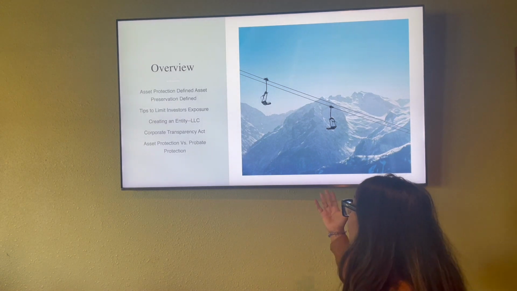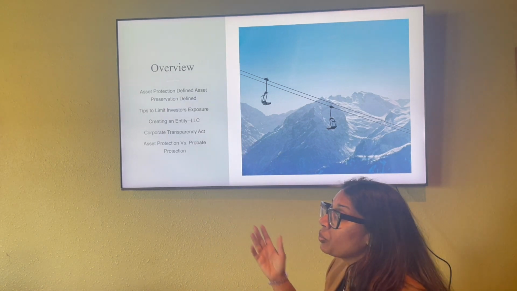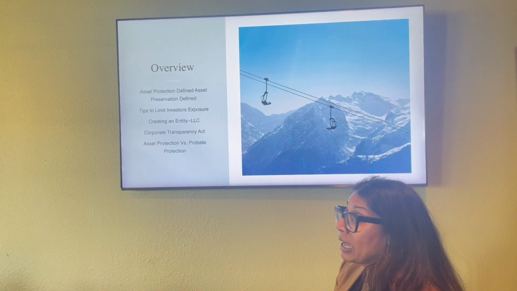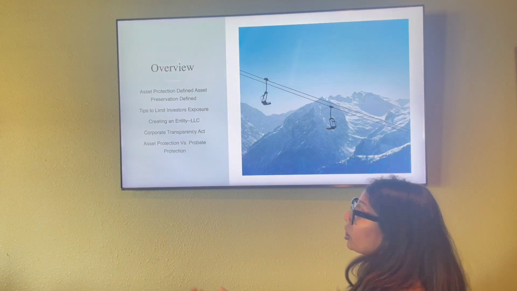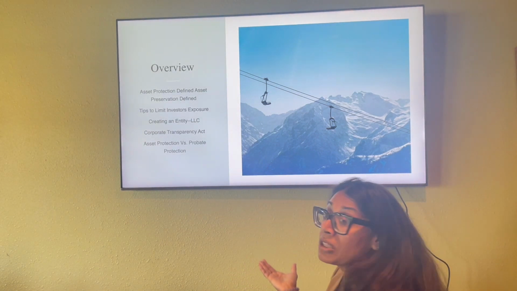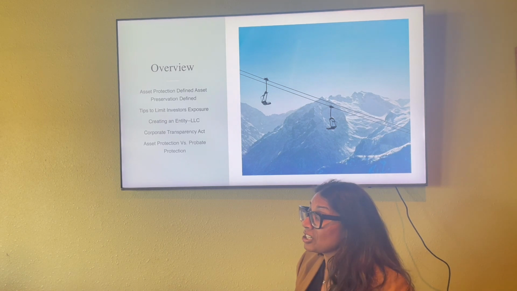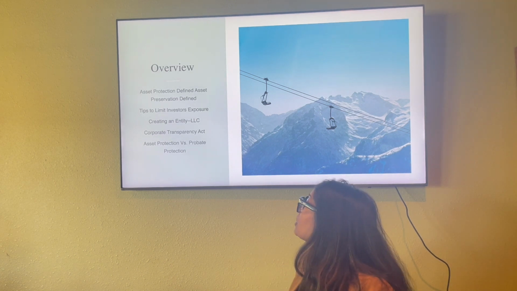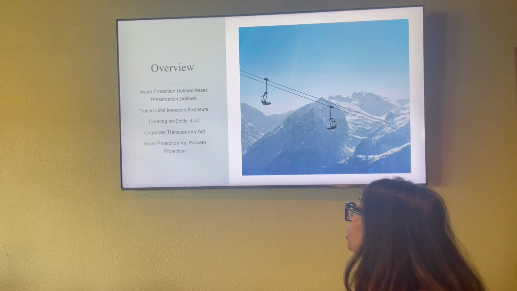So an overview of what I'm going to talk about is asset protection defined, and then asset preservation defined. Asset protection is one thing, and asset preservation is another, right? How are we protecting our assets, but also preserving them to pass on to the next generation, or with minimal tax liability? Then tips to limit investors' exposure: ways that investors can limit their exposure when investing in real estate. Everybody wants to invest in real estate, whether commercial or residential, but they want to make sure they don't have exposure to liability. How are they going to limit their exposure to being sued? So I'm going to discuss that.